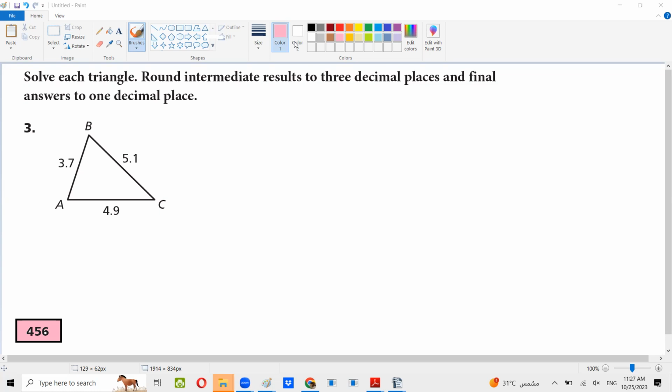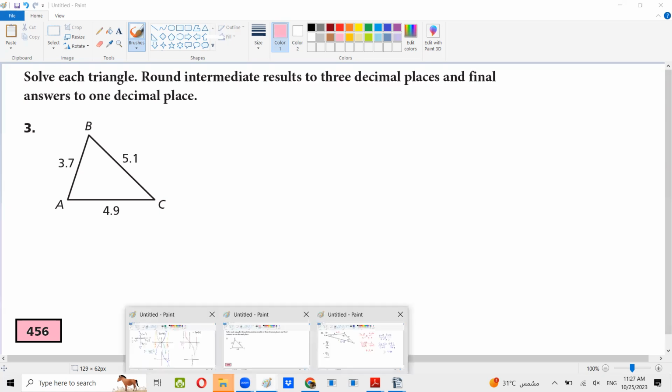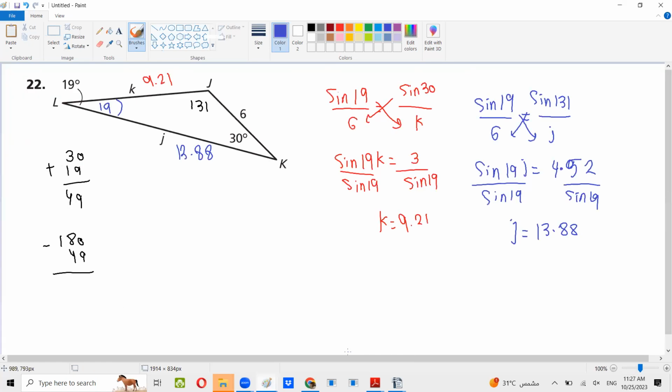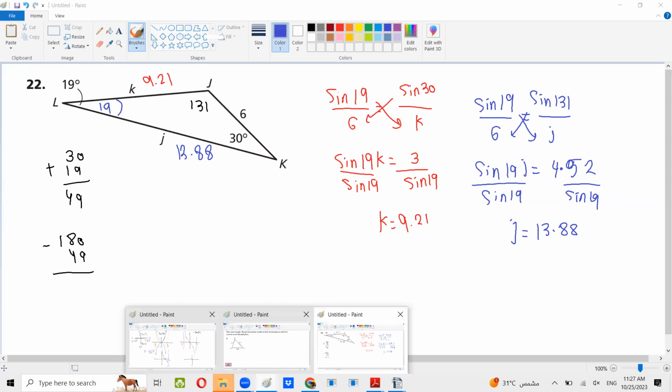The law of cosine. It's not a right angle, it's not 90. You don't have any angle. The three angles are missing, so I cannot use the law of sine. For the law of sine, at least I must have one angle and one side to take as a reference. Look at the previous one: here, he gave you 19 as the angle and 6 as the side, so I have a reference and I can use the law of sine. But in the second, I don't have any angle to use.